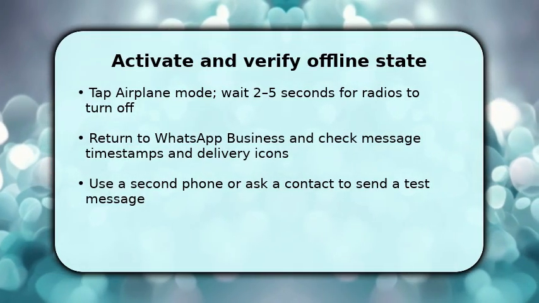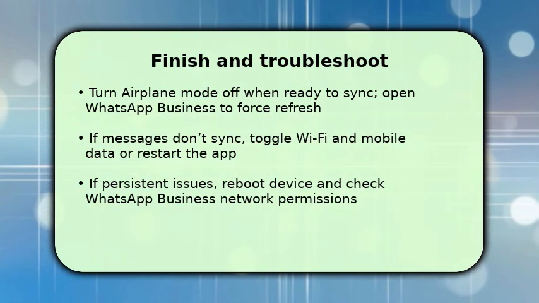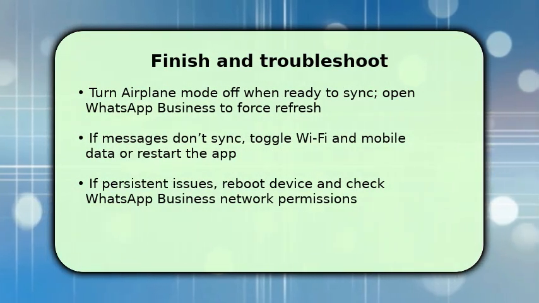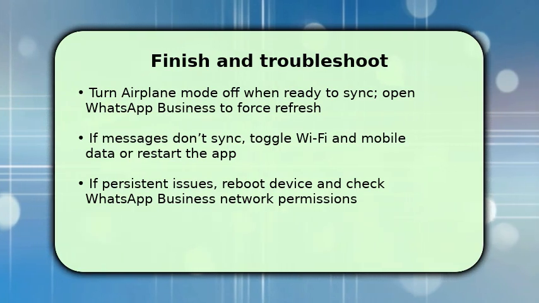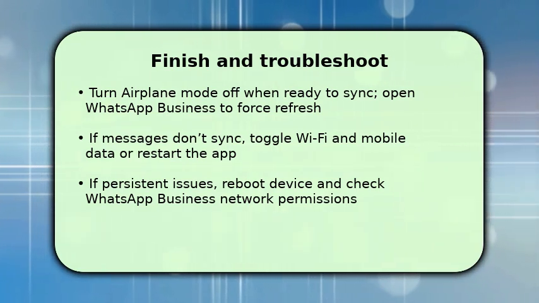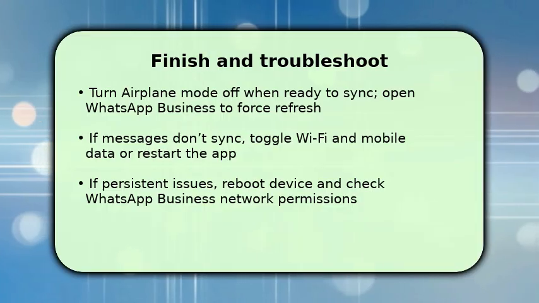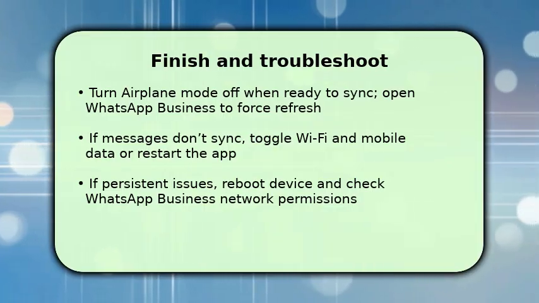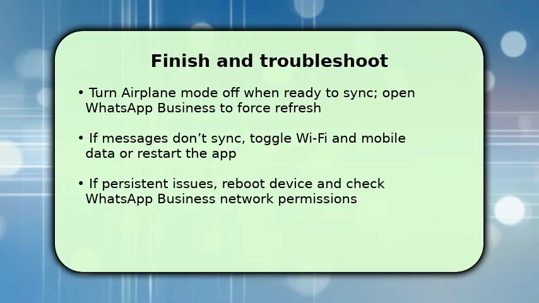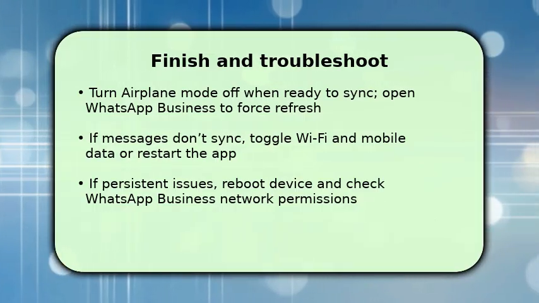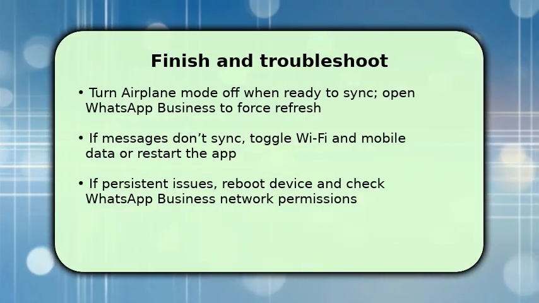When you're ready to go back online, turn airplane mode off and open WhatsApp Business to let it sync. The app will upload and download queued messages. If messages don't appear, make sure Wi-Fi or mobile data are enabled, then force close and reopen the app to prompt a refresh. If that fails, restart your phone and verify app network permissions. This fixes most lingering sync problems.